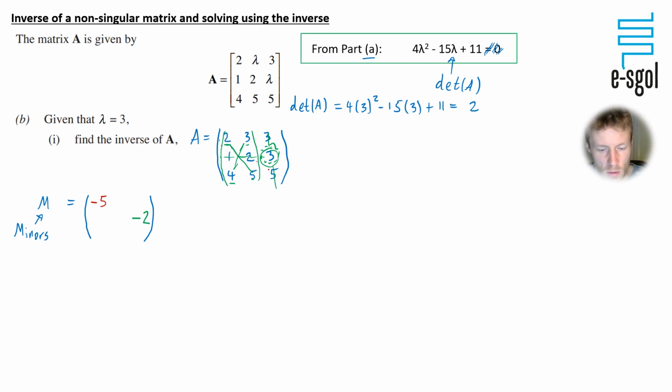I won't do them all because it will be a little bit time consuming. I'll just tell you what they are. Negative 7, negative 3, 0, negative 2, 3, 3, 1. Once we've done that, we'll find the cofactors.